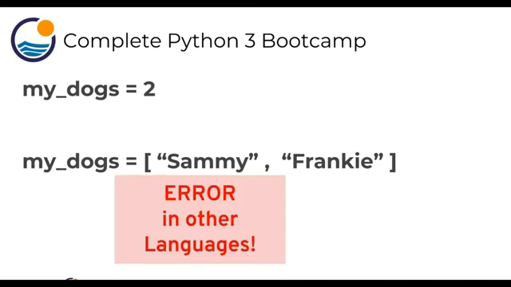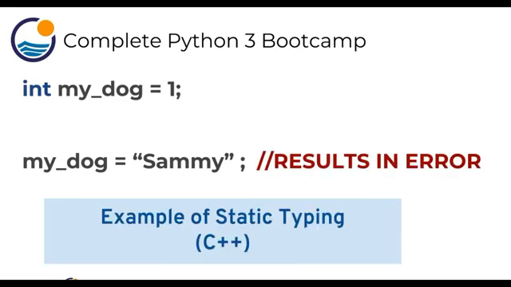And that's because these other languages are statically typed. Meaning, in another language, such as C++, you'd have to say int for integer, and then say my_dog is equal to whatever integer value you want, such as 1. And then later on in your code, you would not be able to assign it a different data type. You would not be able to say my_dog is equal to Sammy because that's no longer an integer, and that would result in an error.